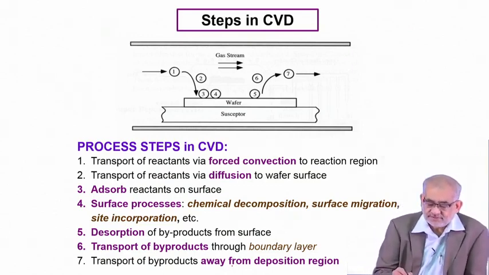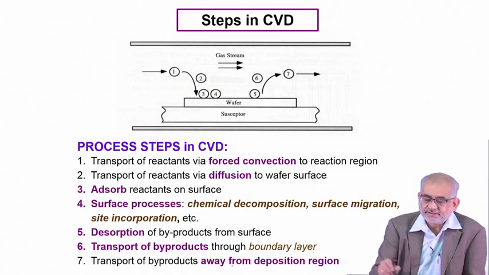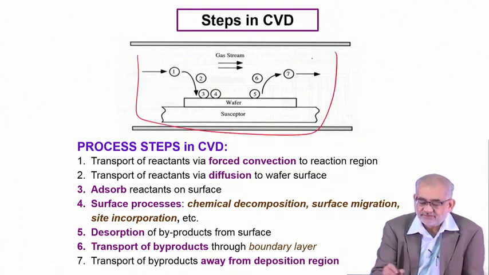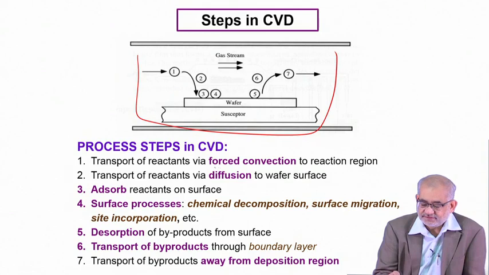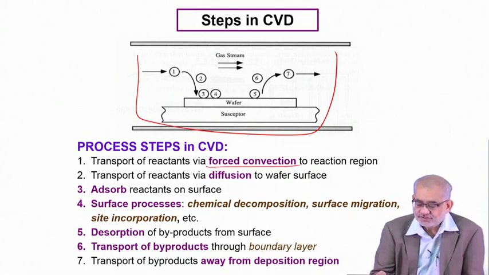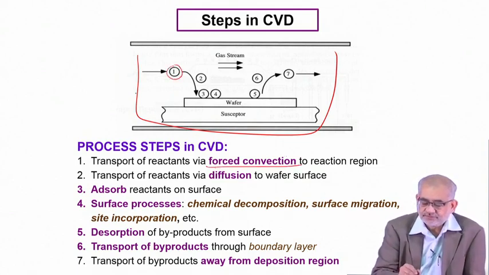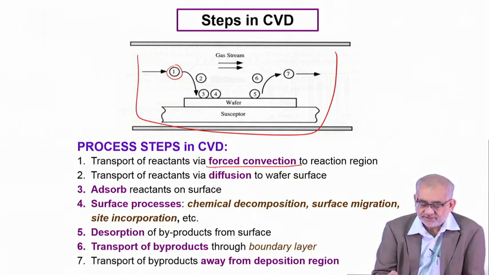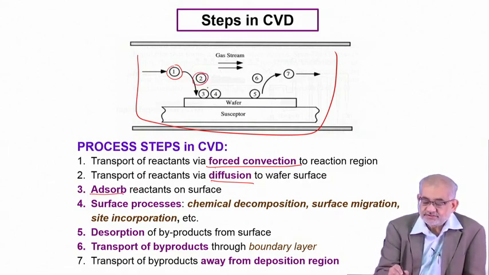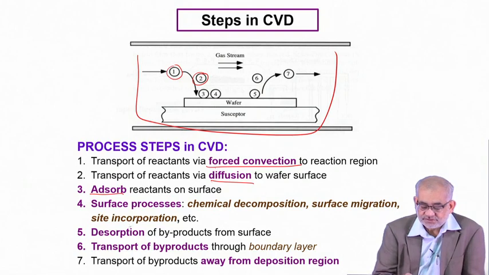So the process basically follows certain steps. Let's say a typical process like this will have initially you have to feed in the precursor gases through forced convection. So this is how the precursor gases come to the reaction chamber. Then they undergo certain amount of diffusion onto the wafer or the substrate surface, and then they get absorbed. So this is where the reaction takes place, and the desired species actually they get absorbed onto the surface.